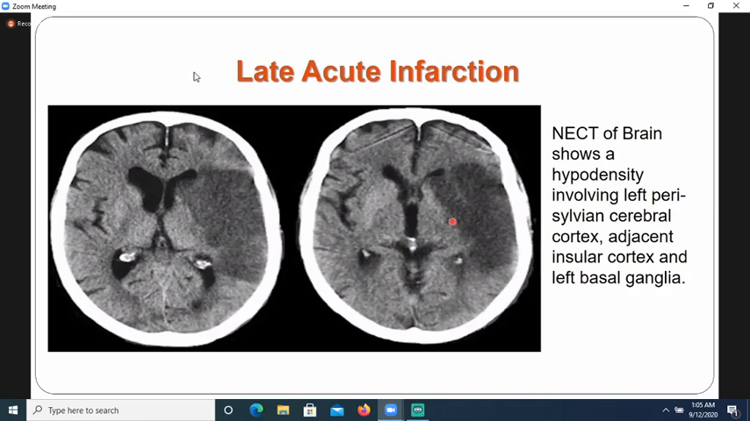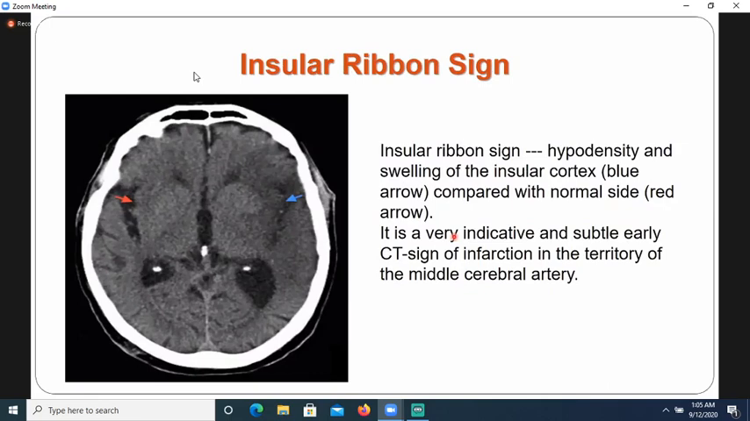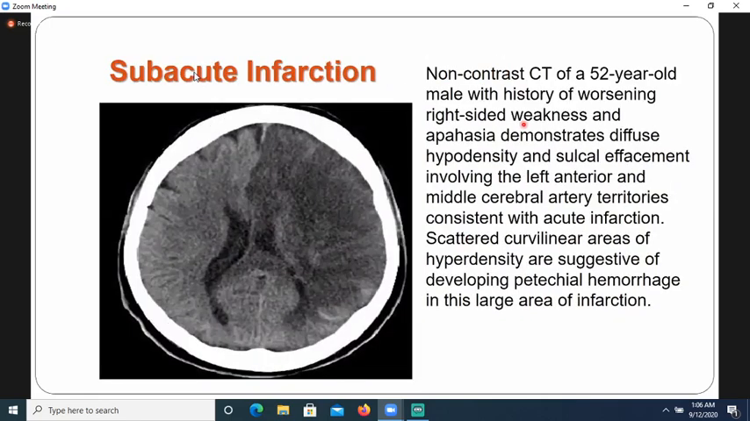In the early stage, we see the insular ribbon sign, the dense middle cerebral artery sign, and obscuration of the lentiform nucleus. And now the subacute infarction. In the subacute infarction, there is a chance of hemorrhagic transformation. There is a large hypodense region involving the left frontoparietal and periventricular region, with a slight midline shift. We draw a line from this middle structure to this, and then compare how much displacement there is. There is a midline shift.